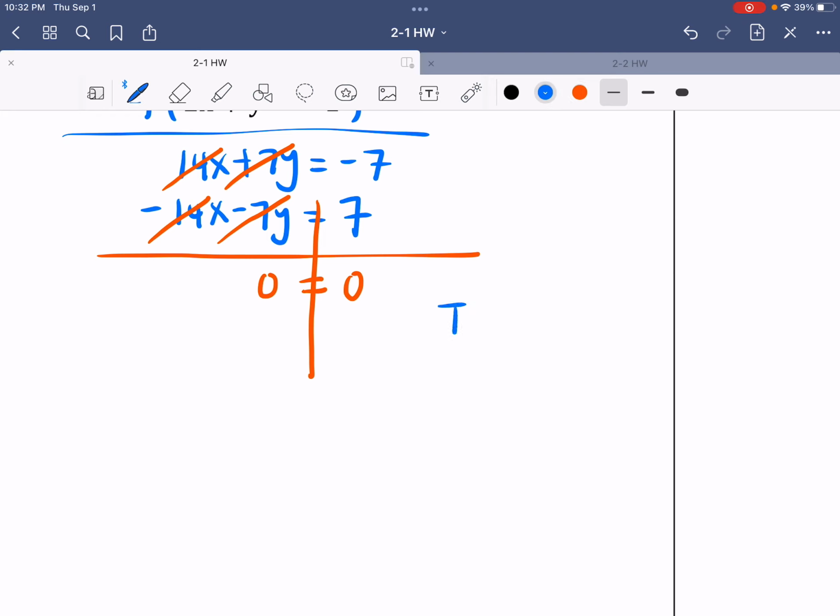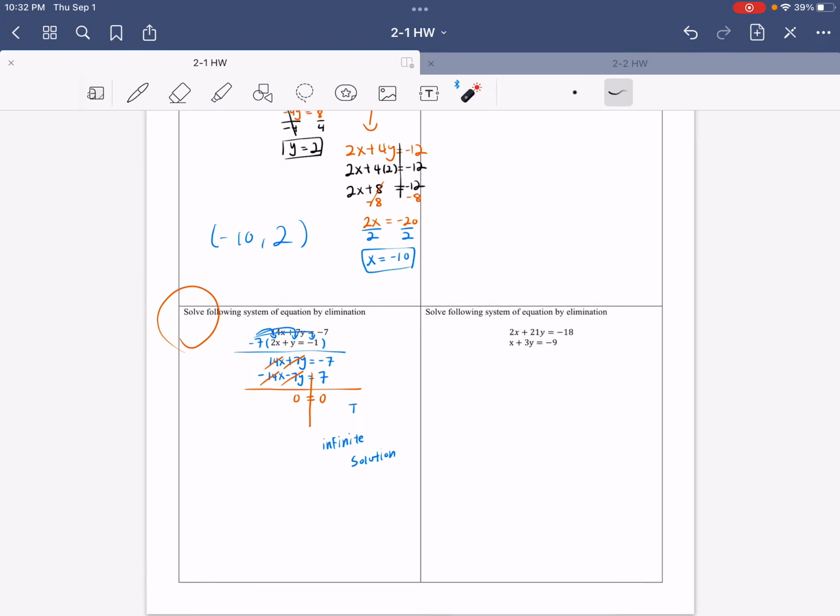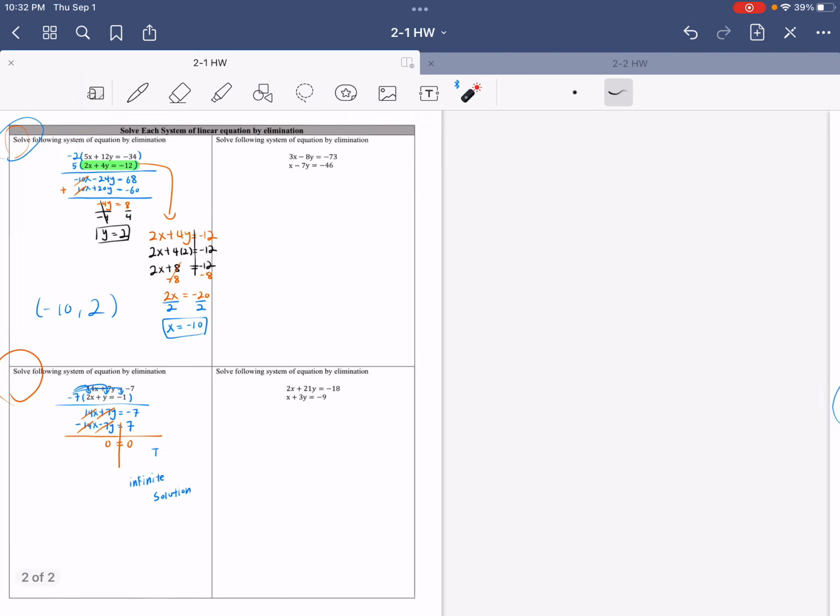So this one, we call it infinite solution. If you have some other number, like 0 equals 2 or stuff like that, then that's false. In that case, we call it no solution. Okay? So here you go. We got these two questions done.